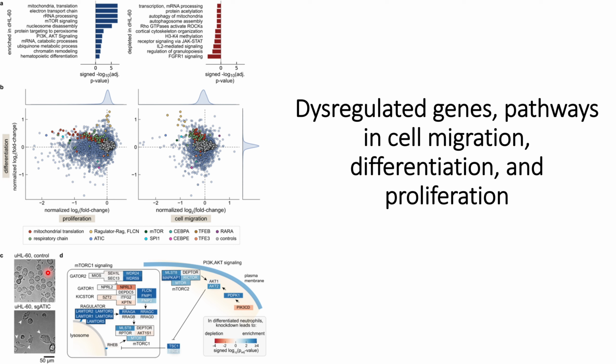Another thing that surprised the researchers is the mTOR signaling pathway, because mTOR signaling is related to the growth and proliferation of cells. However, along with the mTOR pathway, they found many other pathways that play a role towards mTORC1 signaling, shown in this figure, where the color dictates the enrichment and the depletion is dictated by this orange color.